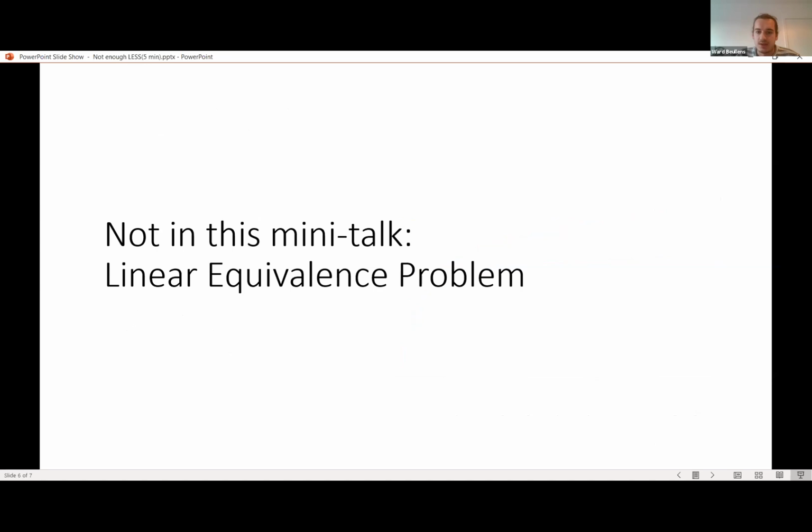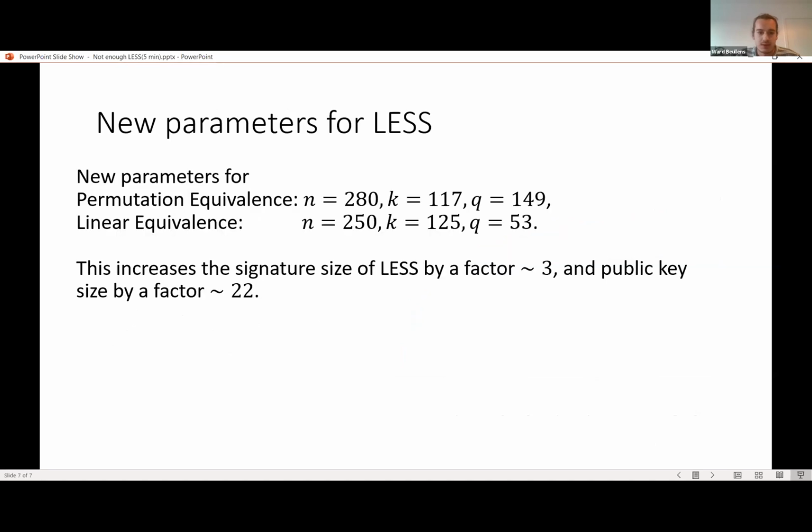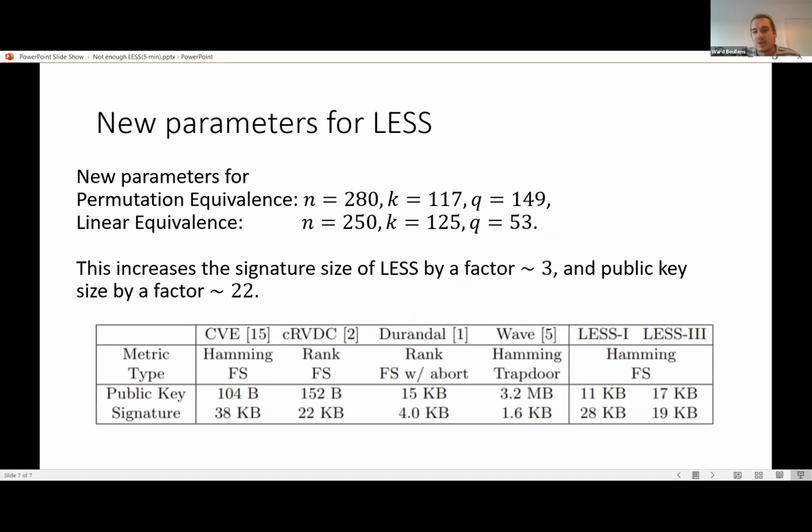So I'm not going to talk about the linear equivalence problem in this talk, but we did propose some new parameters that resist our attacks. And if you use those, then the size of the signatures increases by roughly a factor of 3, and the size of the public keys increases by roughly a factor of 22. So this is quite painful, but if you compare to the existing code-based signature schemes, then it's not so bad, because it still compares relatively well.